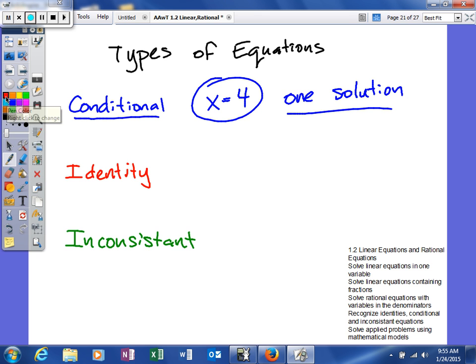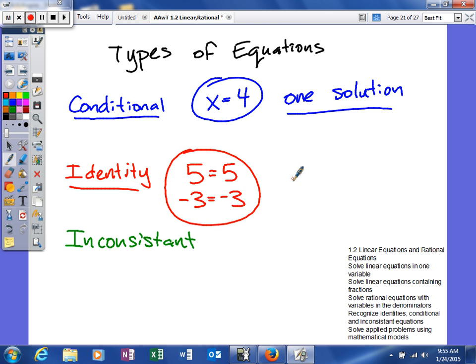Identity is a little different. That's the type of equation. What will happen with identity is when you solve for your variable, you get a statement of equality based on what's left. So it could look like 5 is equal to 5, or -3 is equal to -3. Anytime you get this when you're solving an equation, your answer is all real numbers. So x can be anything to make your equation true. So all real numbers, anytime you have identity, that's going to be your solution.